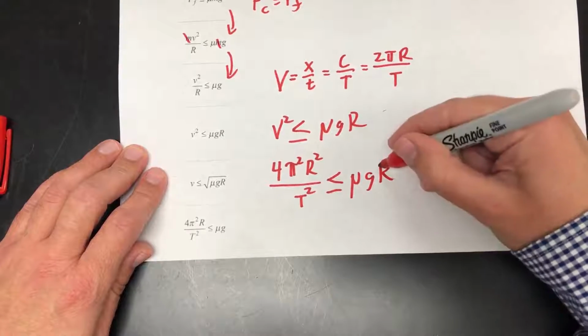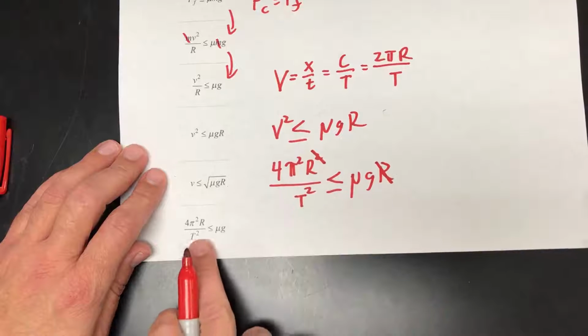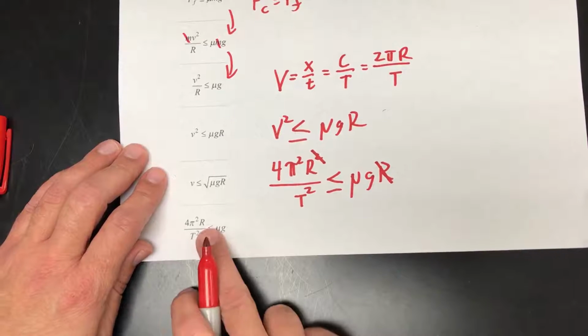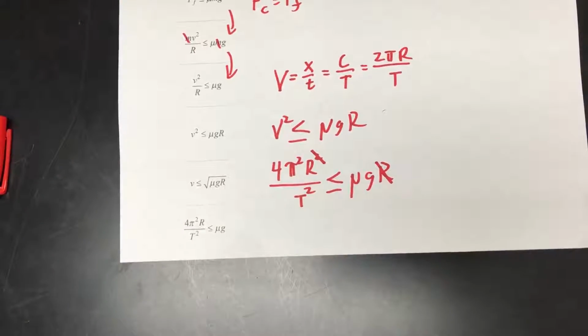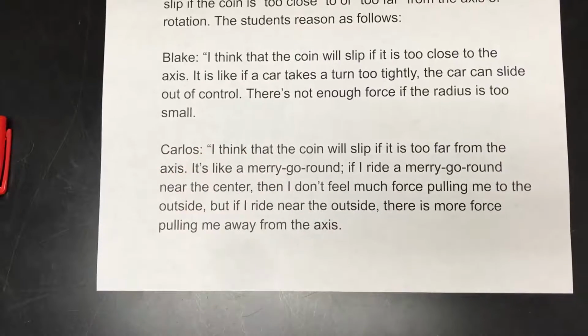And the very last step is that the r there cancels with one of those r's up there, and that is where we reach this equation right here. That equation is going to become important when we get to the arguments. So Blake and Carlos here are trying to predict when the coin will slip if it's too close or too far from the axis, and they're going to discuss different aspects here.